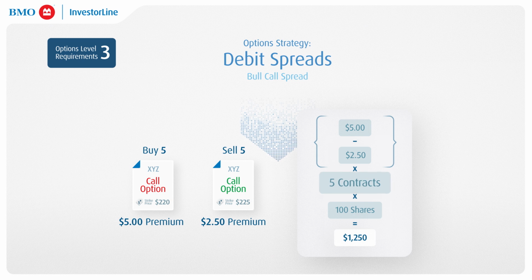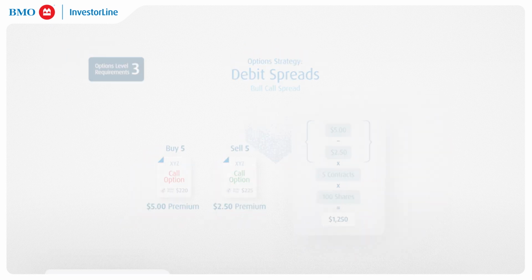Given we're trading 5 contracts, each representing 100 shares, the total margin requirement would be $2.50 times 5 times 100, which equals $1,250. This $1,250 represents your total risk and the required margin for this debit spread.